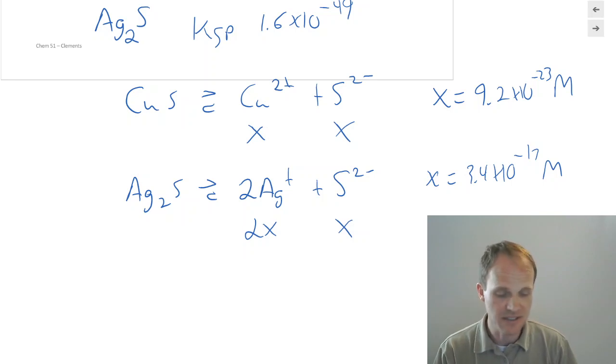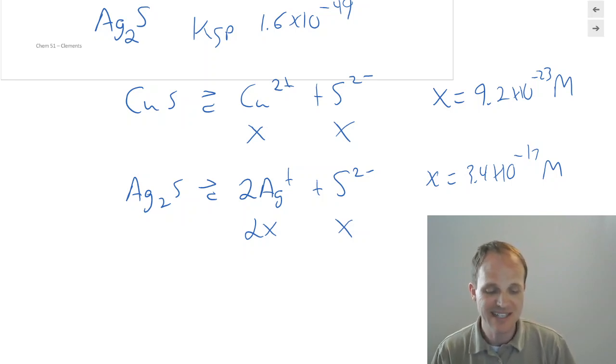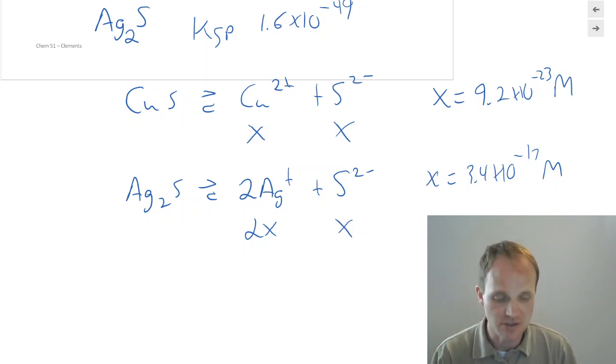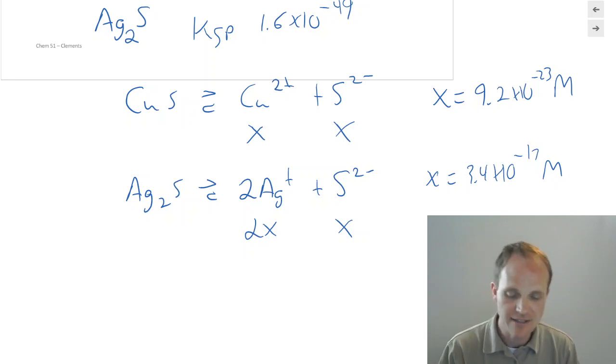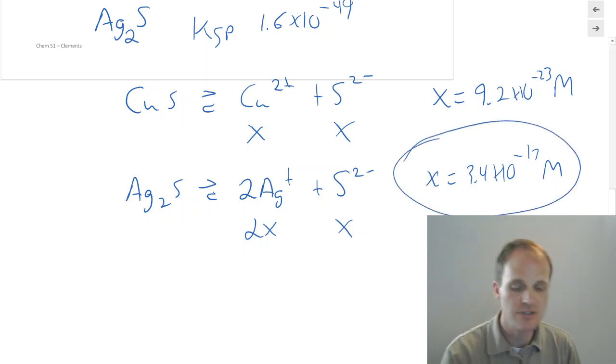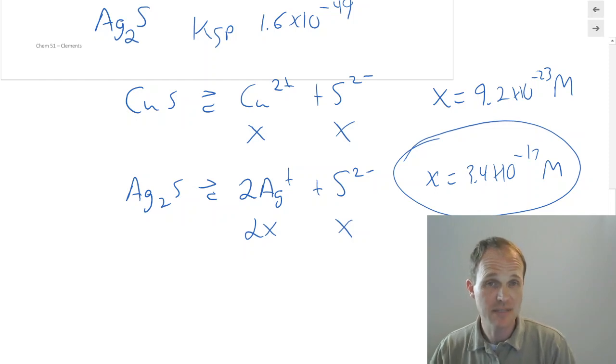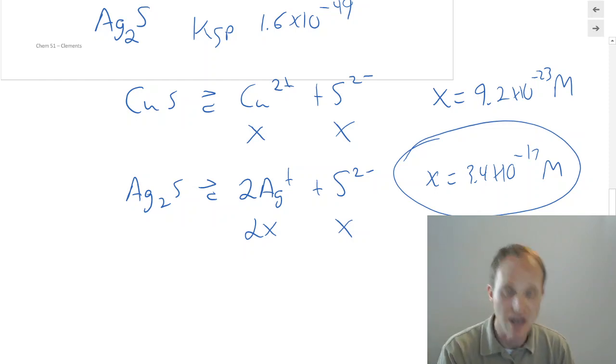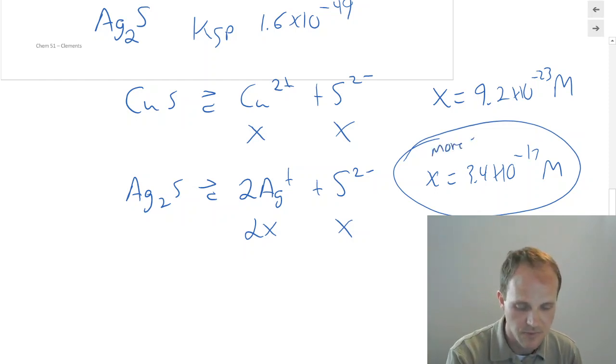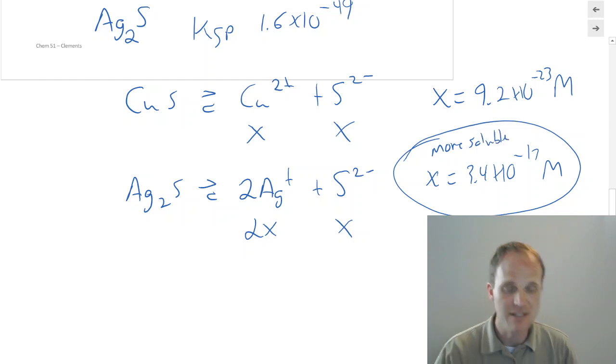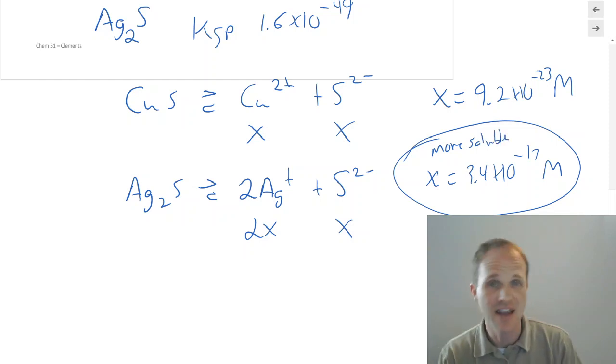x is always the solubility. 3.4 times 10 to the minus 17 is 6 orders of magnitude larger than 9.2 times 10 to the minus 23. And so even though silver sulfide had a smaller Ksp, it is more soluble, because how we calculate solubility is by calculating x, not by comparing Ksps.